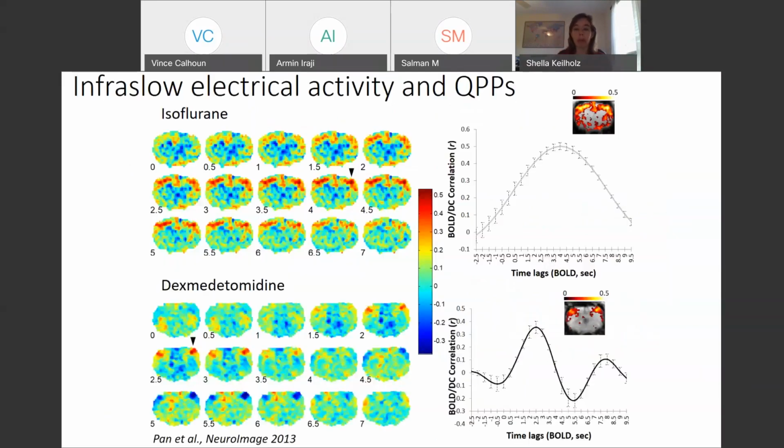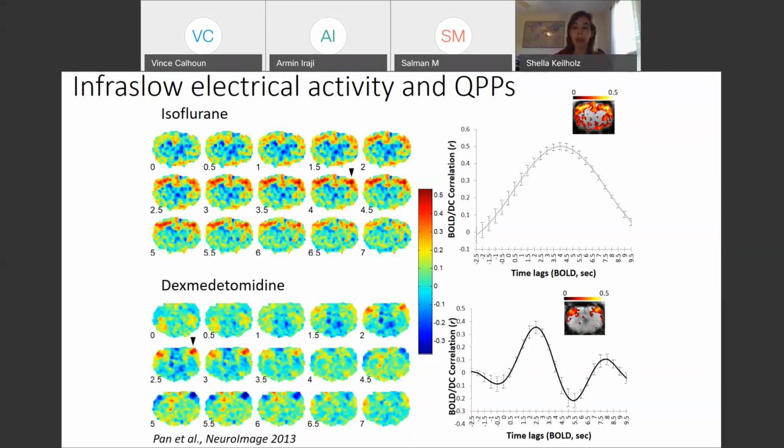So where do these come from? I mentioned before that we do some microelectrode recording MRI studies, and one of them was to try to understand these QPPs. At the time, we were interested in infraslow electrical activity, meaning electrical activity in the same frequency band as the BOLD signal itself, so below 1 hertz for sure, and mostly below about 0.1 or 0.2 hertz.